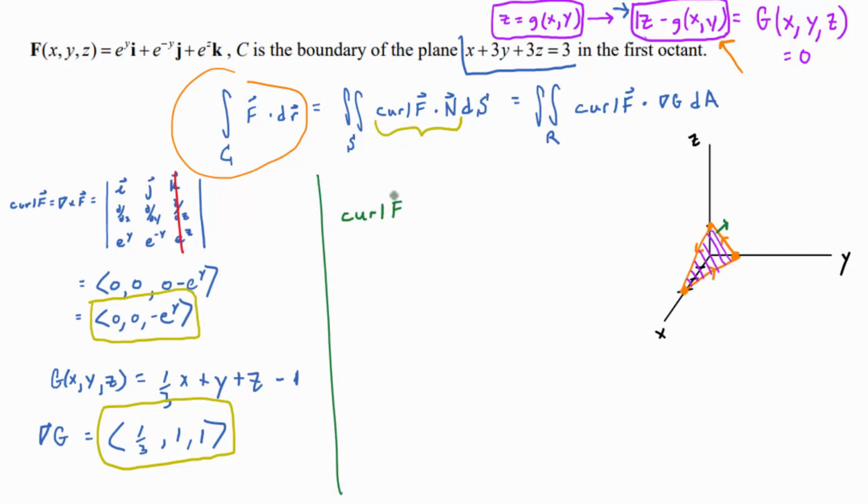Curl of F dotted with del G. What's that going to equal? 0, 0, negative e to the y. Because 0 plus 0 plus negative e to the y. There you go. Everybody buy that? It's not such a bad integrand, is it? Now, when we project this thing down, I'm going to set up the integral in just a second. When we project this surface down, what do we get in the xy plane? What does that triangle look like?